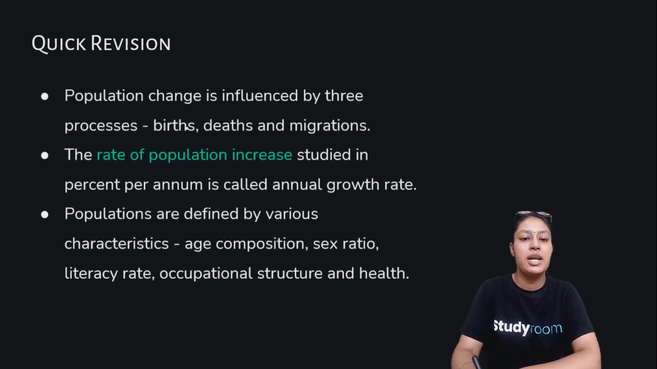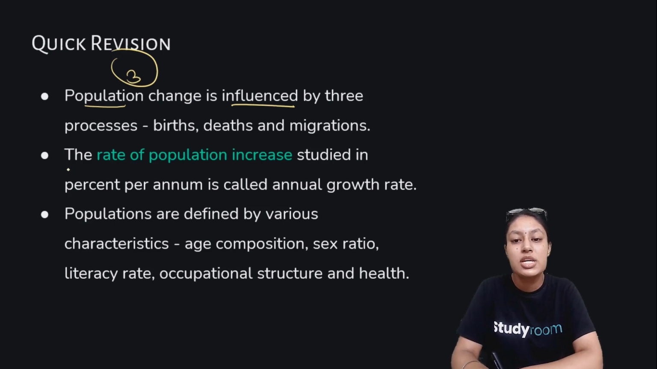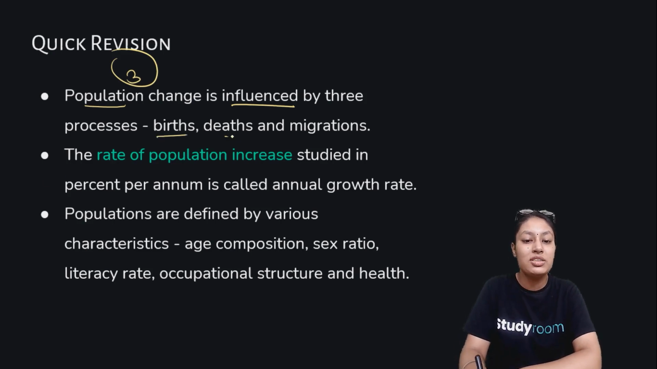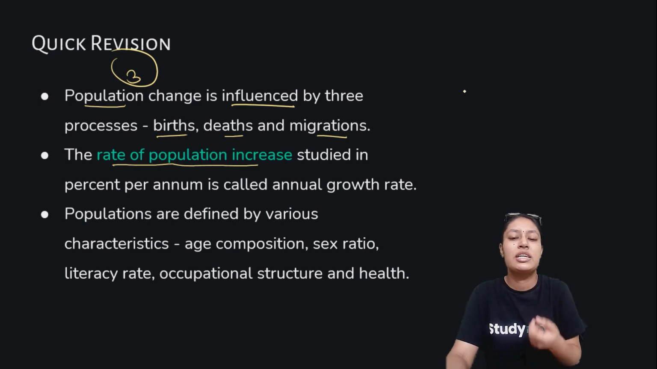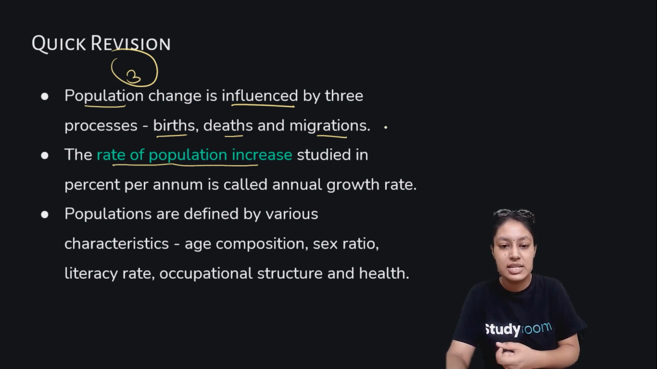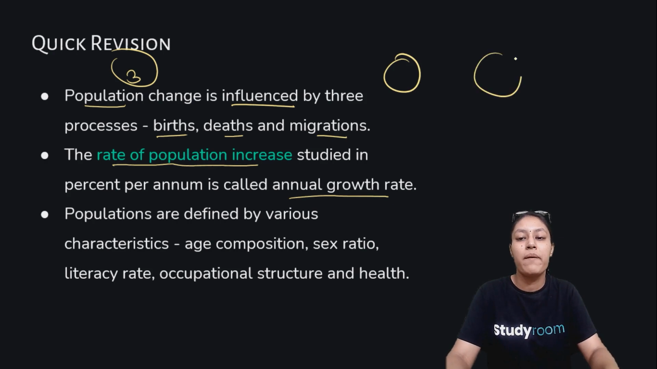Moving on, we understand the factors that influence the population. The three major factors that influence population are birth, death, and migration. Next, about rates of population increase. The rate of population increase is simply the rate at which a population is increasing, and we also call it annual growth rate.